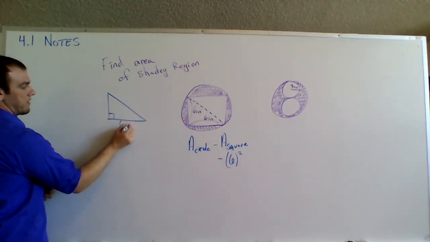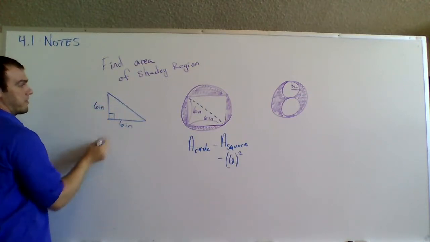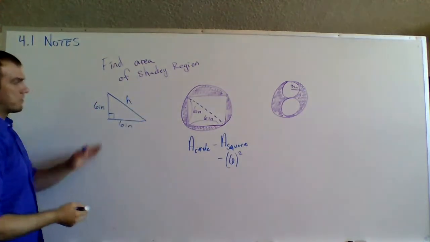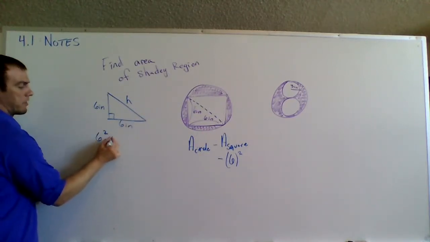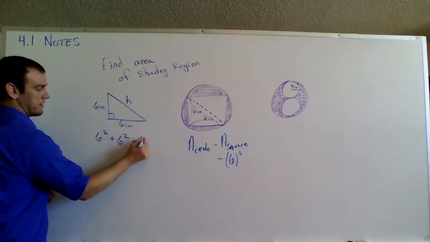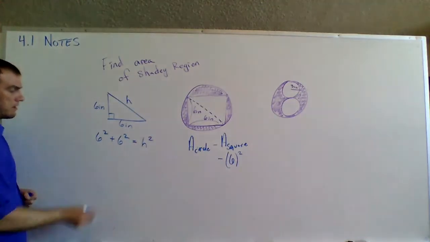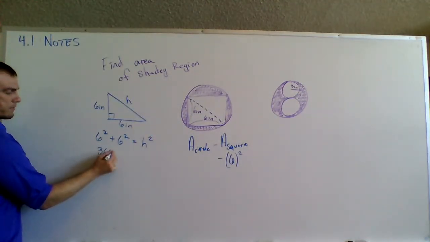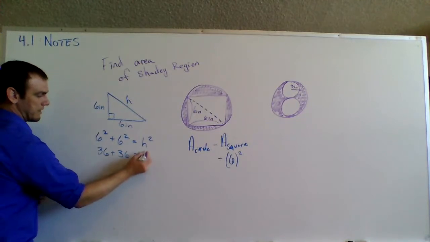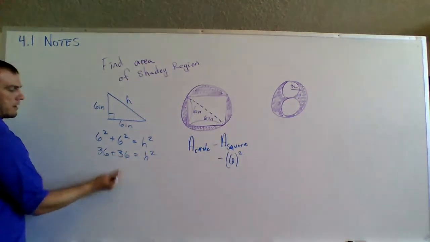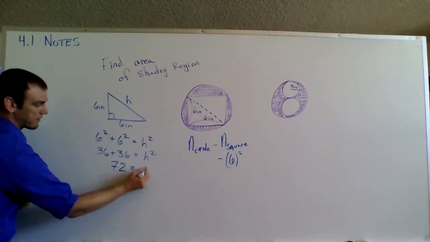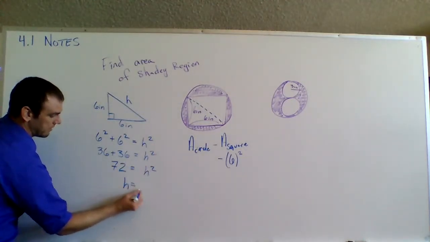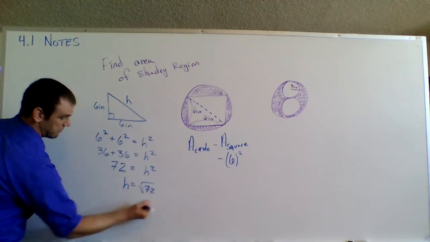Okay, so that's going to be 6 inches. We know this is 6 inches. Now guys, this is my hypotenuse. It's my long side. So 6 squared plus 6 squared is going to equal hypotenuse squared. 36 plus 36 equals h squared. 36 plus 36 is 72. That's going to equal h squared, so h is going to equal the square root of 72.